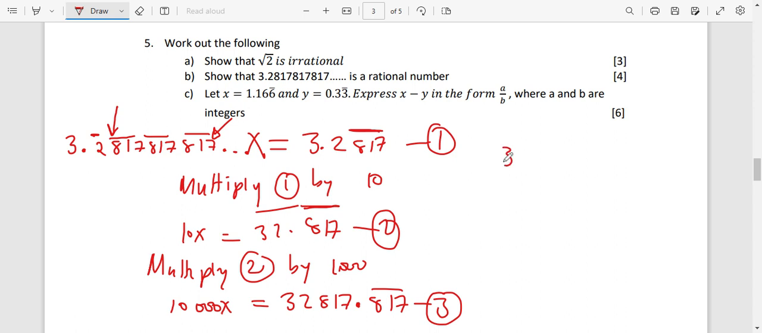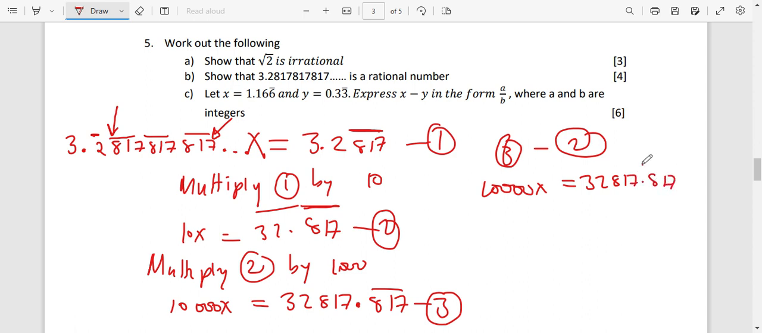Then the next thing, subtract equation 3 minus equation 2. Okay, 10,000x, which is equal to 32817.817, and then 10x, which is equal to 32.817. Let's subtract 10,000 minus 10. What is the answer?